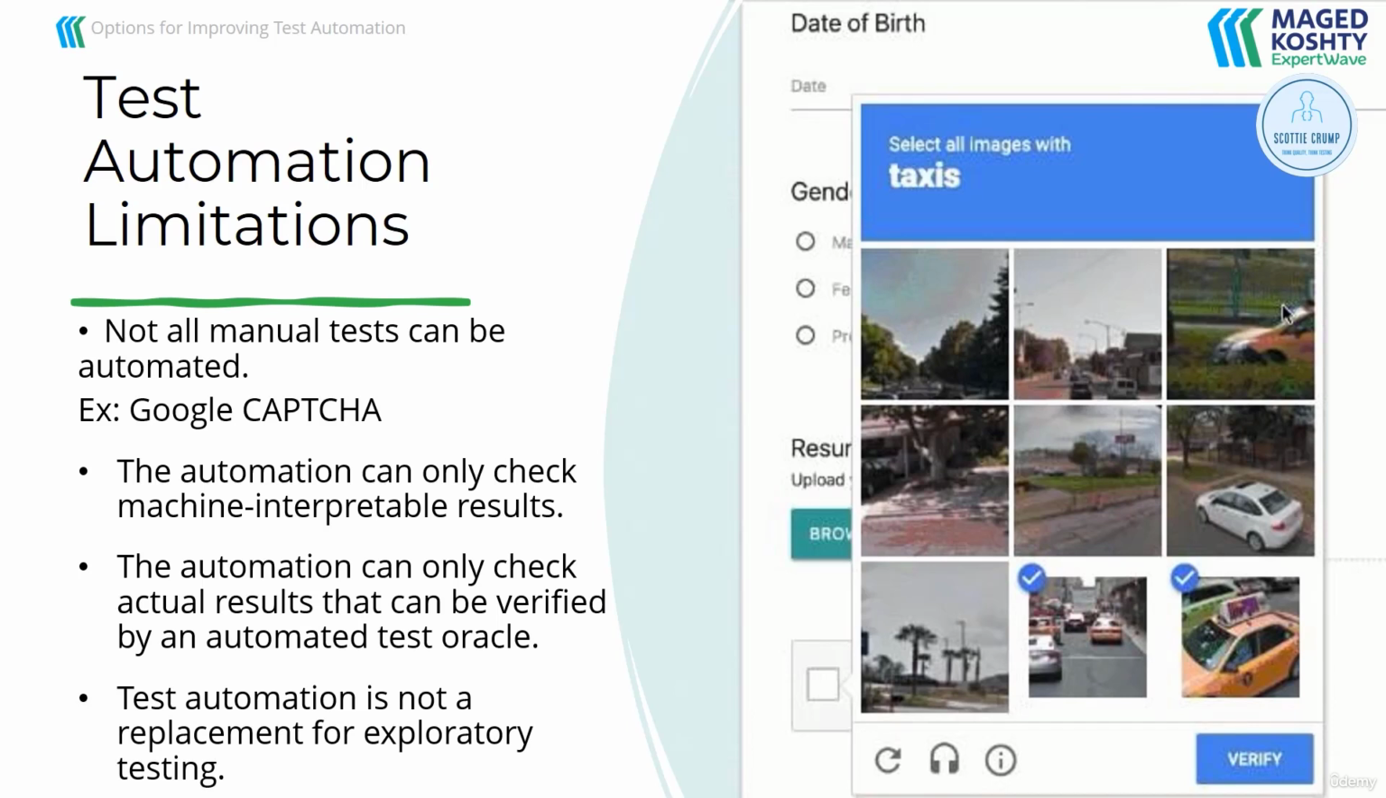Test automation is not a replacement for exploratory testing. Exploratory testing is a testing type where the tester can explore the software to find defects. It's not scripted like most automated testing, allowing testers to discover issues the team didn't originally plan to handle.